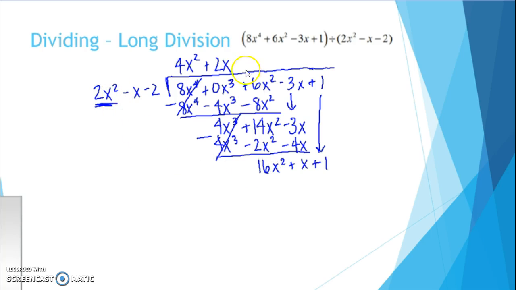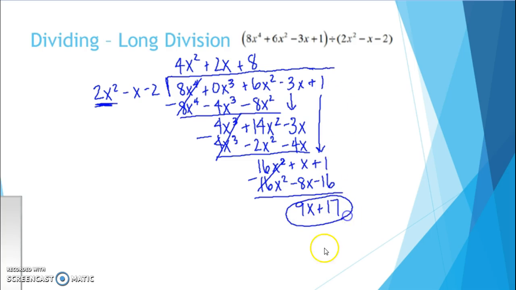So 2 to 16 means I'm going to have to multiply by a positive 8. And then x squared to x squared, I'm good, so I don't have to multiply by any x. So just 2x squared times 8. And that's going to give me 16x squared. Negative x times 8 is negative 8x. And negative 2 times 8 is negative 16. Then I subtract. The 16x squareds cancel. x minus negative 8 is x plus 8x, which is 9x. And then 1 minus negative 16 is 1 plus 16, which is 17. And I have nothing left to bring down, so that means that this is my remainder.